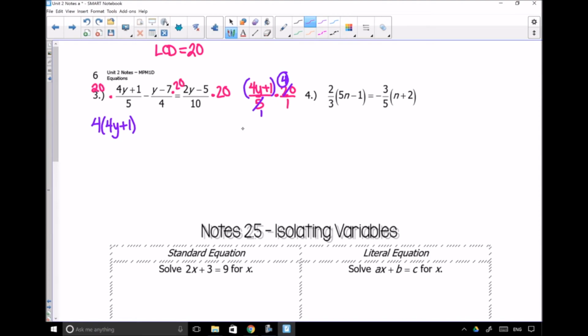Then the next term says y minus 7 over 4, I'm going to multiply that by 20 over 1. Well, I can divide 4 and 20. These are both divisible by 5.